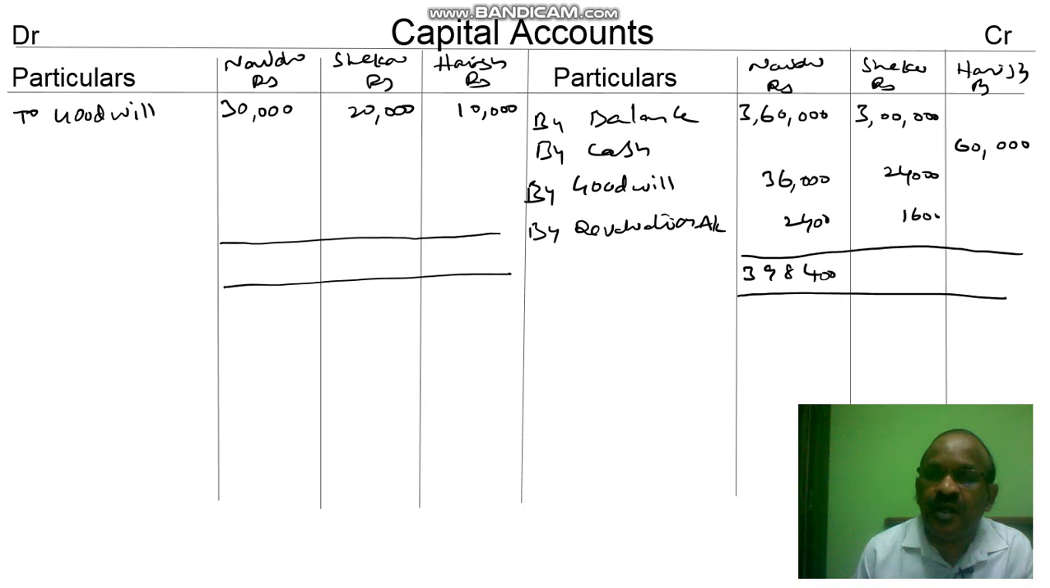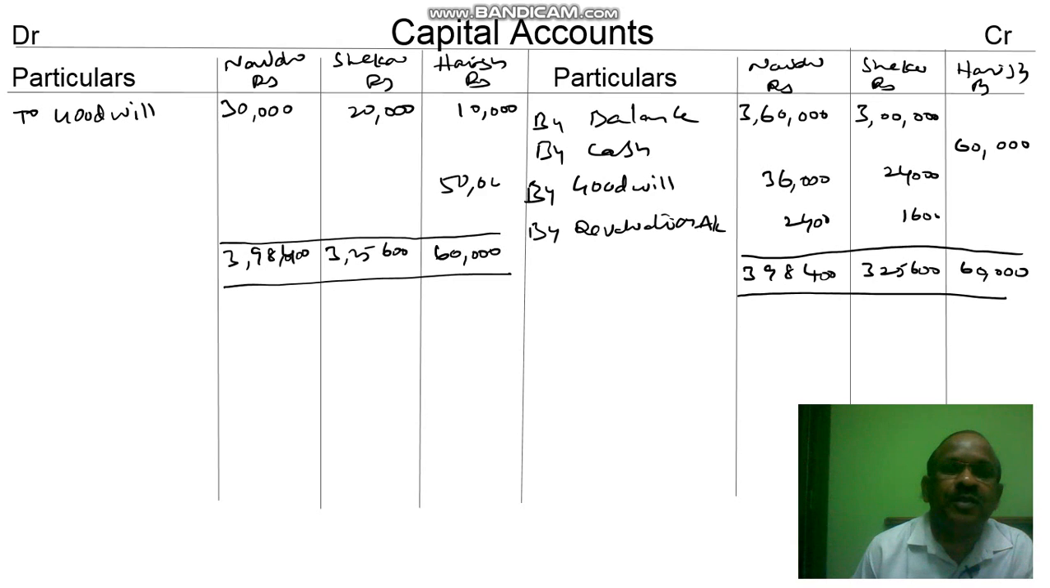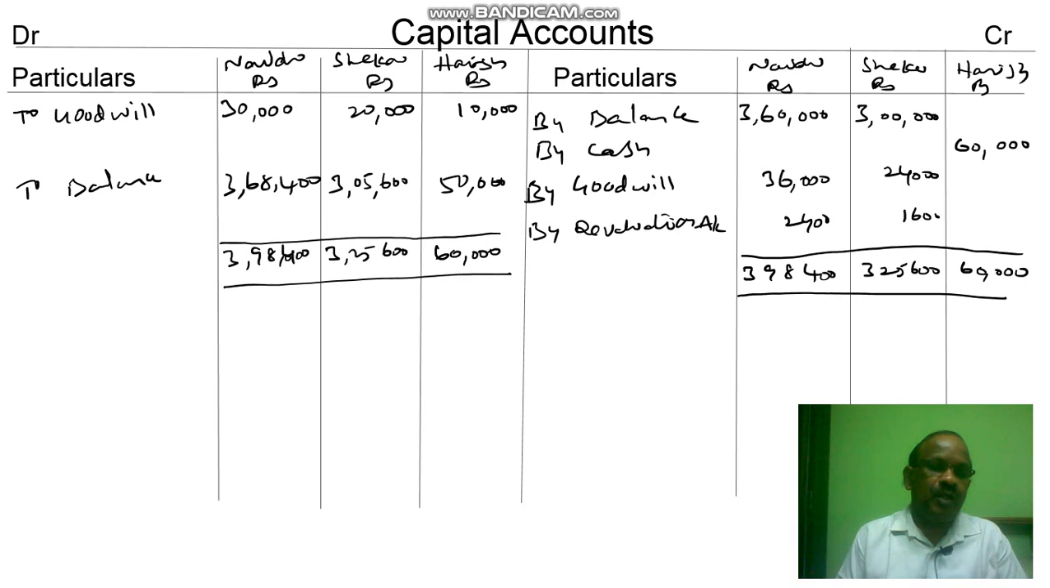So here the totaling is 3,98,000 for Naidu. Shaker is 3,25,660,000. So here 3,98,400, 3,25,660,000. So here the Harish balance is 50,000. Shaker balance is 3,05,600. Naidu balance is 3,68,400. It is called to balance. Next we are going to prepare the cash account.